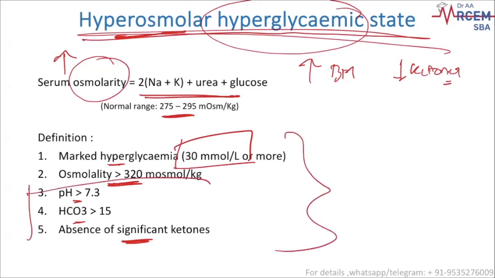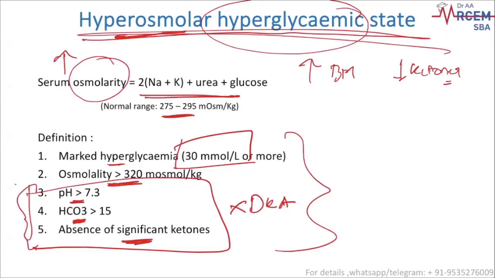Three of these points are easy to remember because they are the opposite of DKA. In DKA, the pH should be less than 7.3, bicarb should be less than 14, and there should be a significant amount of ketones. So by putting this in the definition, you are saying this is not DKA. Along with it, the osmolality should be on the higher side, and the glucose level should be significantly high. How significant? Usually more than 30 millimoles per liter. So marked hyperglycemia.